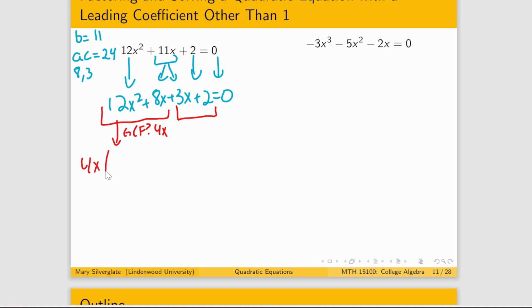So I pull out a 4x, and what's left here in parentheses is 12x squared divided by 4x, leaves me with 3x. 8x divided by 4x leaves me with 2.